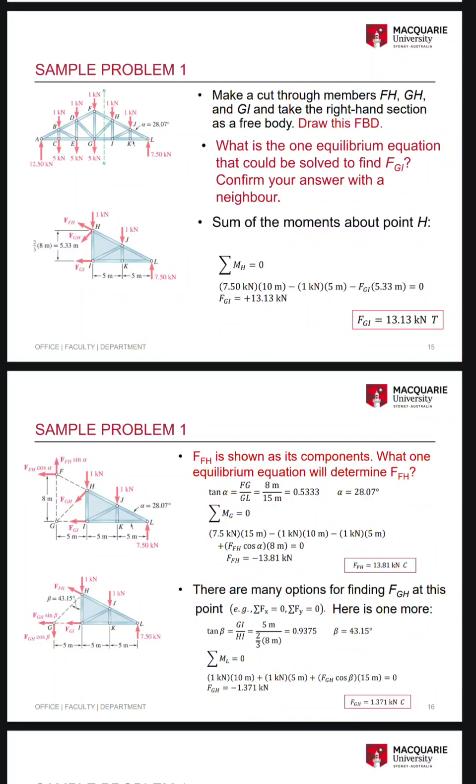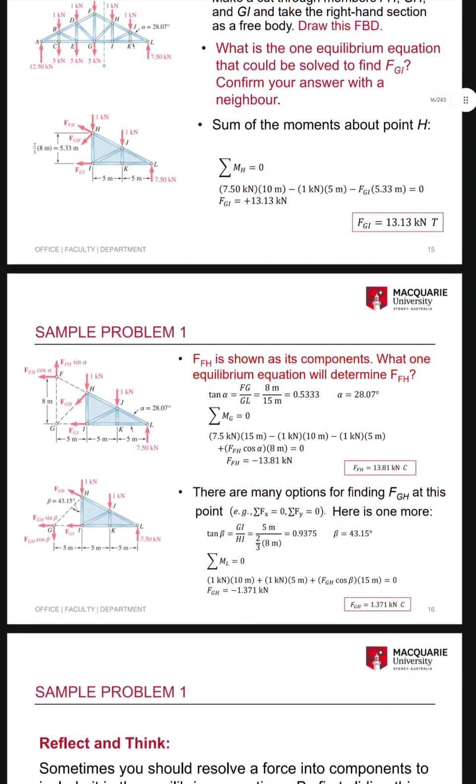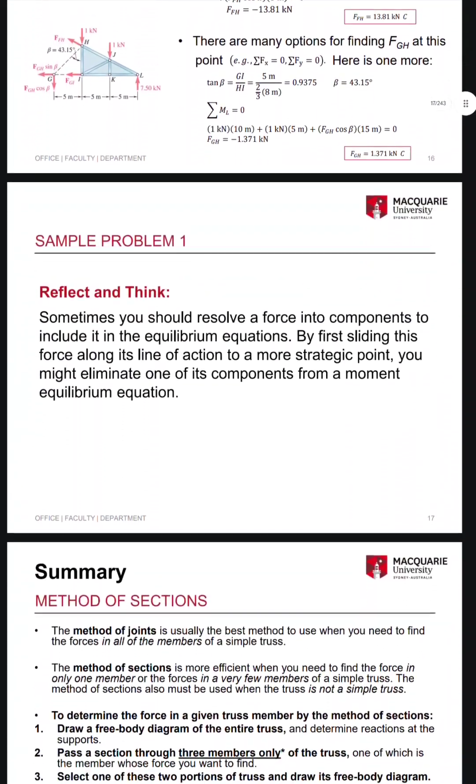FFH, you got it. There are many options for finding FGH at this point. Summation of Fx equals 0, tan beta equals GI by HI, beta, I got it, sum ML, and then they got FGH minus 1.371.